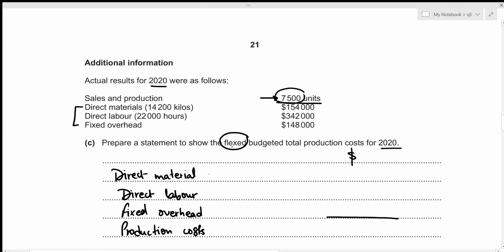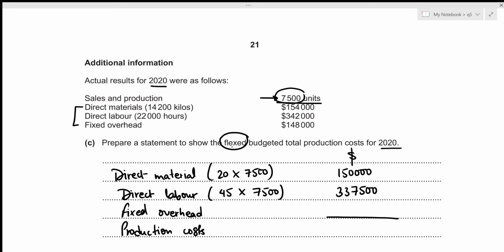For direct material, the per unit cost is 20. We just need to multiply it with our number of units, which is 7,500. And this results in the total direct material to have the value of 150,000. And for direct labor, we figured out our per unit cost to be 45 times the number of units, which is 7,500. And this results in the total direct labor cost to be 337,500. And finally, we have our fixed overhead. And fixed overhead has a fixed amount, so we're just going to substitute that. Let's have a look above.